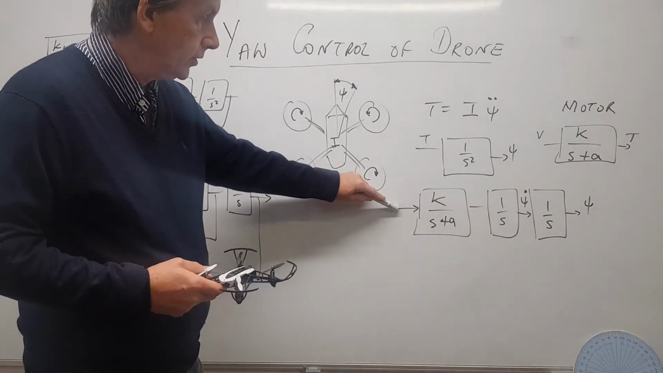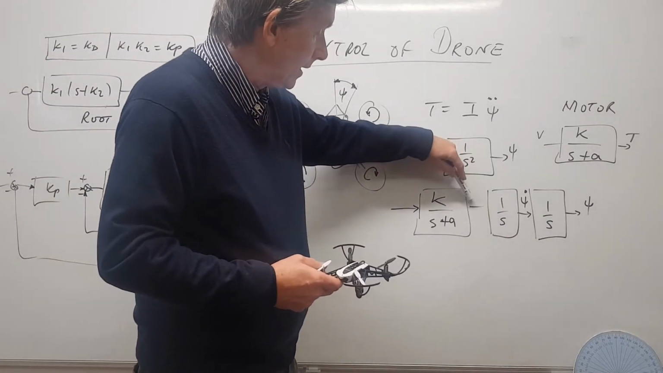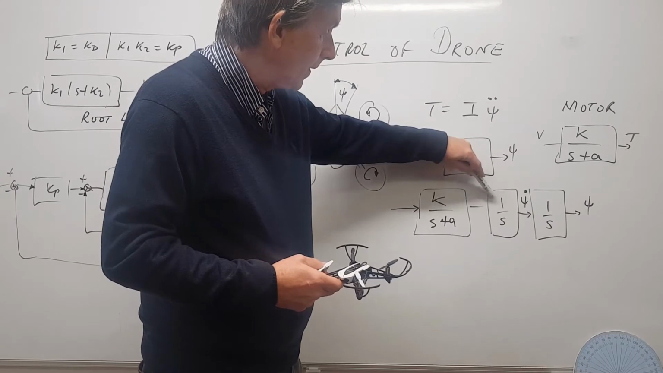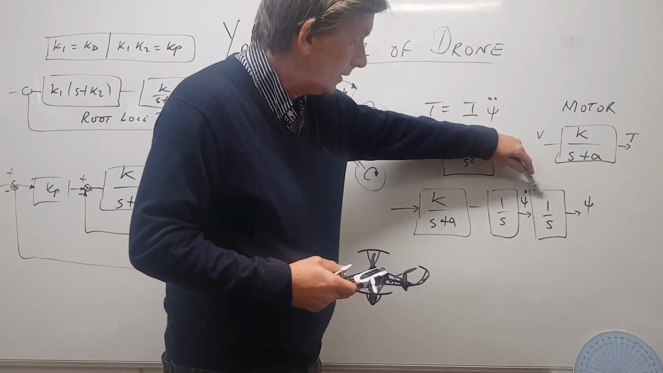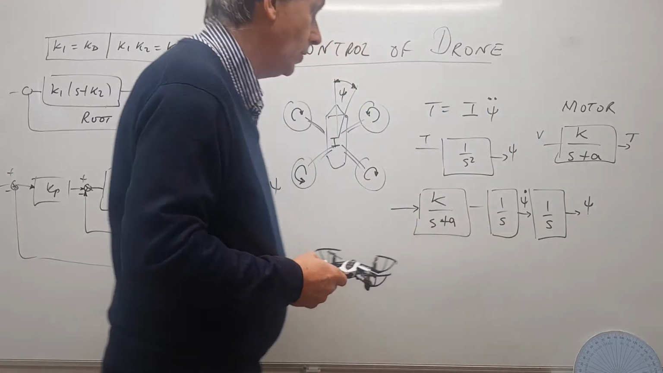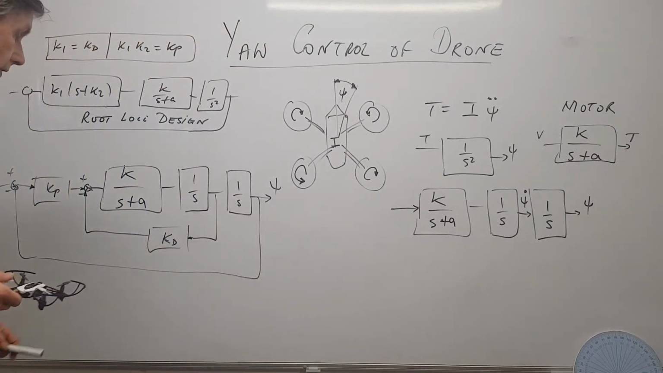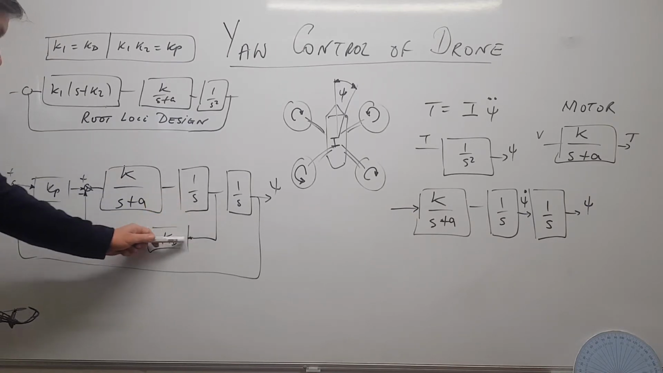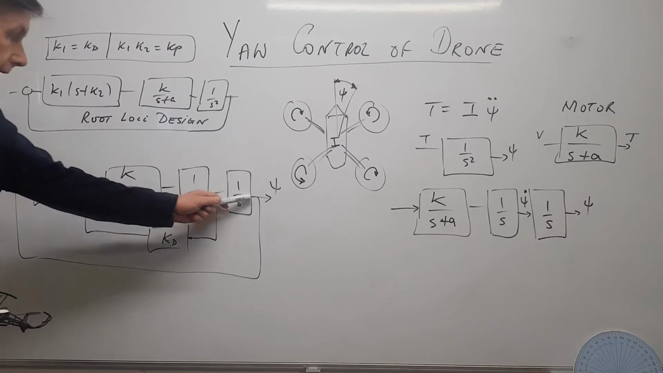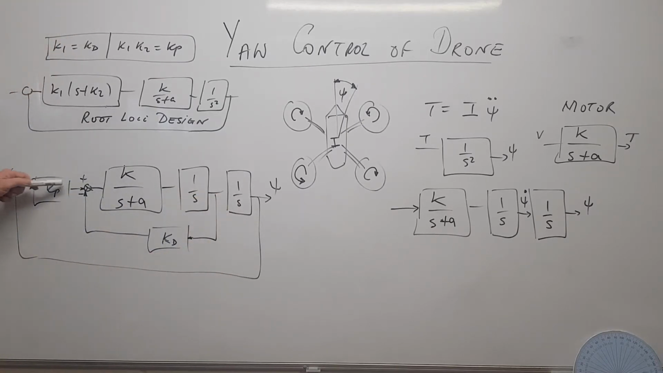It's the voltage applied here, the motor providing torque, then that giving us a yaw rate, integrate the yaw rate, and we get the yaw angle. And if we put this into a control system, the one we're implementing is a proportional plus derivative controller, so we've got some derivative control around this way and some proportional control around there.